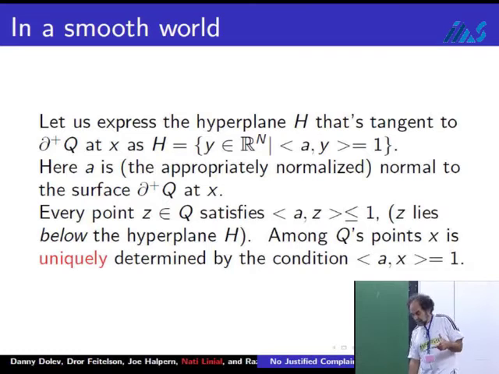So now think about this. You have a smooth domain like this. You have a point on the boundary. But now you can precisely characterize this point. Why? It has to satisfy all these inequalities. But there is one inequality that it satisfies with equality: the inequality that corresponds to the tangent hyperplane at this point. Okay? So this precisely captures the property that you want.